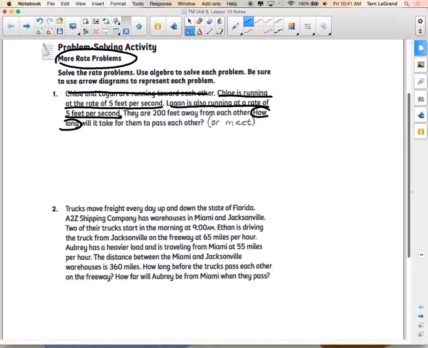Anything else that I think we could do? Anything else that you did or you think we could still do? Sammy? They are 200 feet away from each other. Okay, that seems kind of important also.